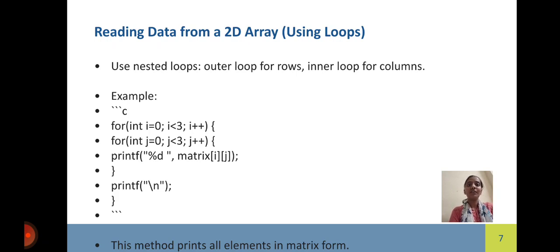Open brace. For integer j equals 0, j less than 3, j plus plus. Here j belongs to columns. Open brace. printf matrix[i][j], where i belongs to rows, j belongs to columns, close brace. printf backslash n, close brace. This example shows how to read a 2D array.